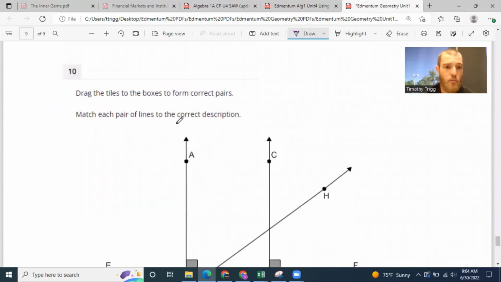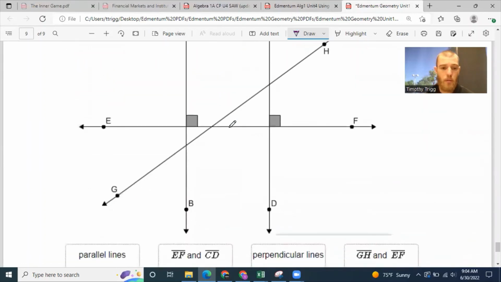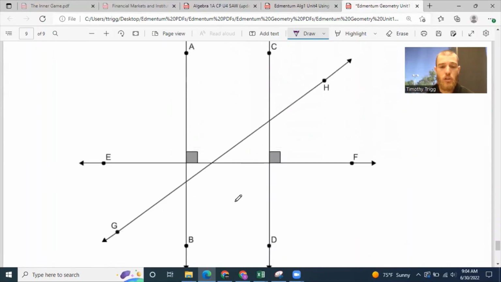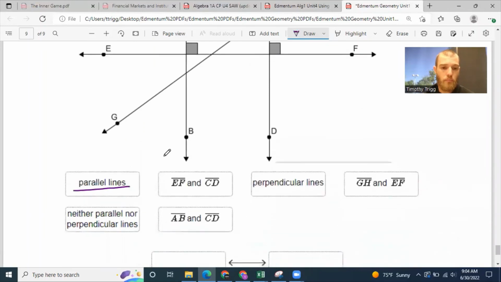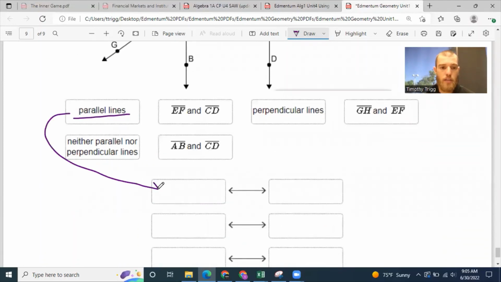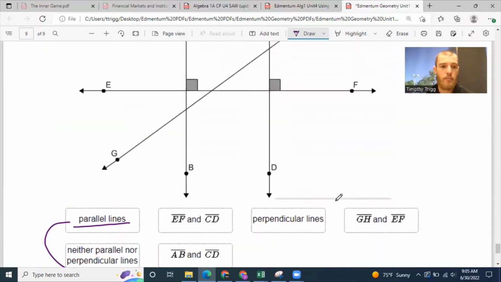Match each pair of lines with the correct description. Okay, so one of the descriptions says parallel lines. So when I look at this picture, what set of lines would be parallel here? Remember, parallel lines do not cross each other. They do not intersect. So would that be EF and CD? Would that be GH and EF? Or would that be AB and CD? Okay, what you do is drag this over here and then drag the correct pair of segments to here.